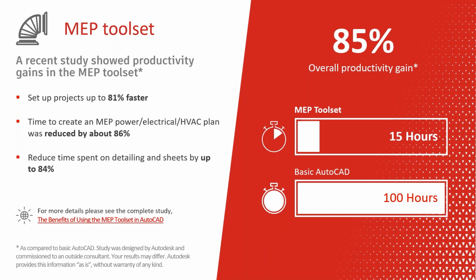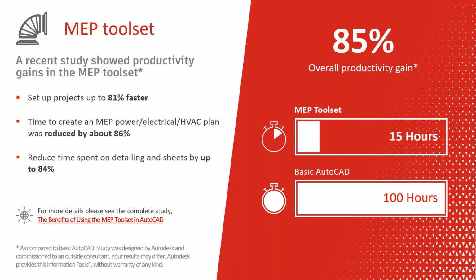And again, we have another productivity study again for that one. And these are some of the gains that you'll get. Now, the gains on this one are pretty impressive. It's an 85% overall productivity gain. And when you look at the basic AutoCAD 100 hours against the hours for the MEP toolset, it's quite a difference because you can set up projects up to 81% faster.